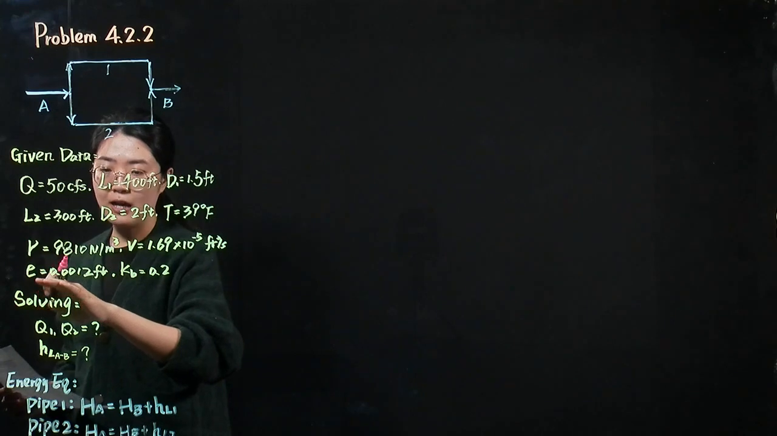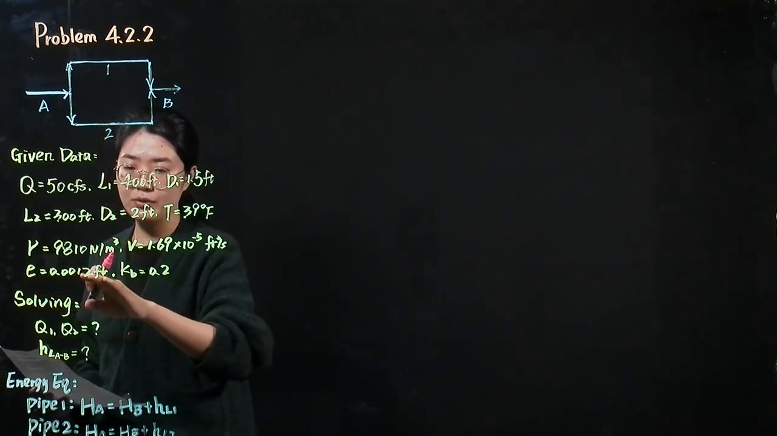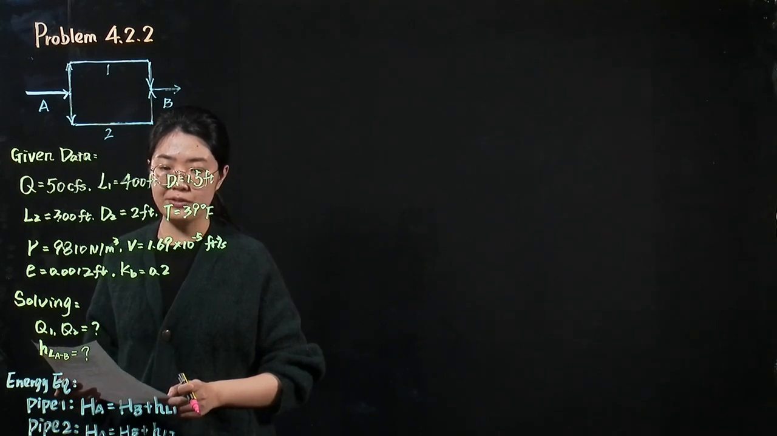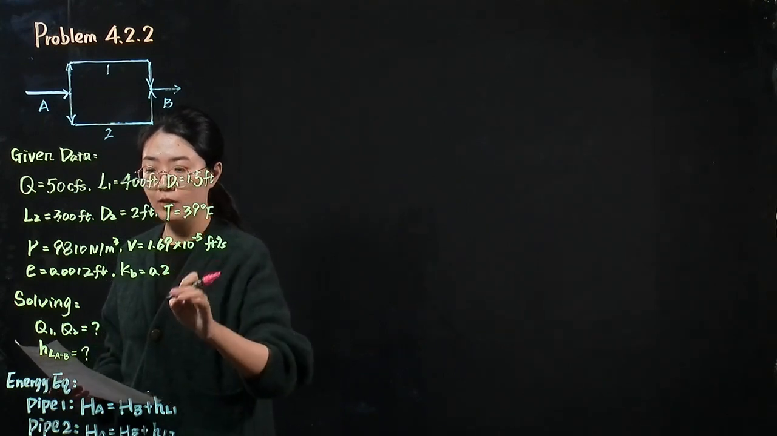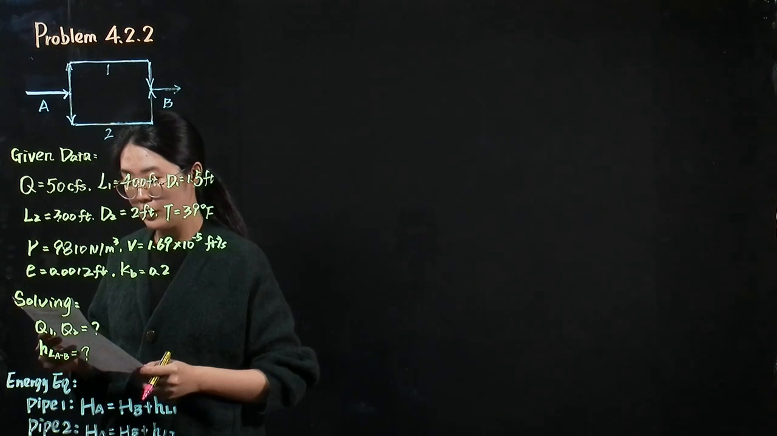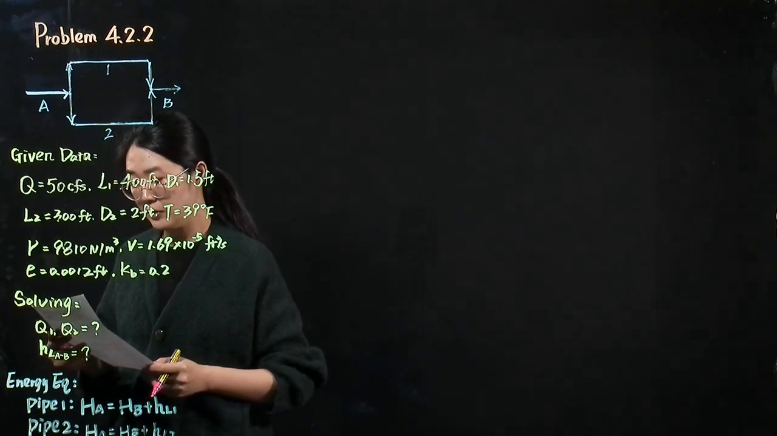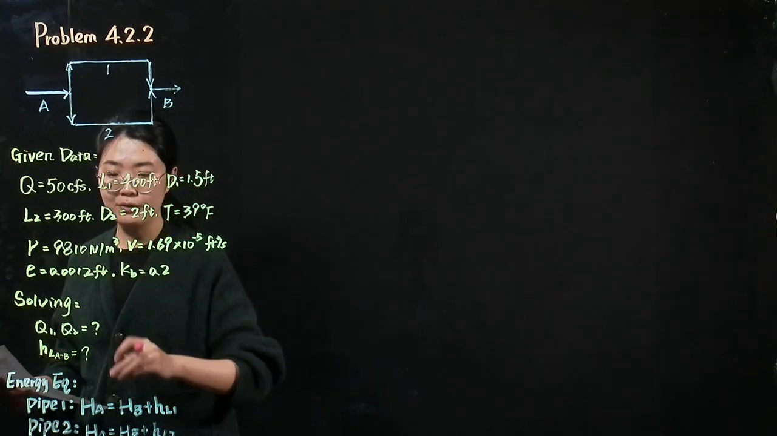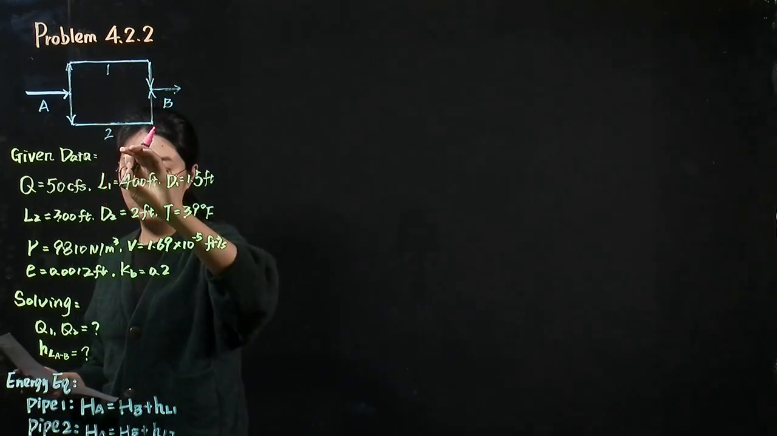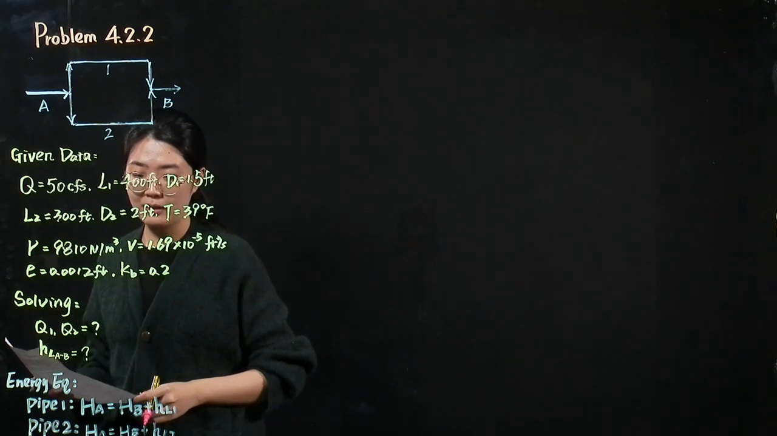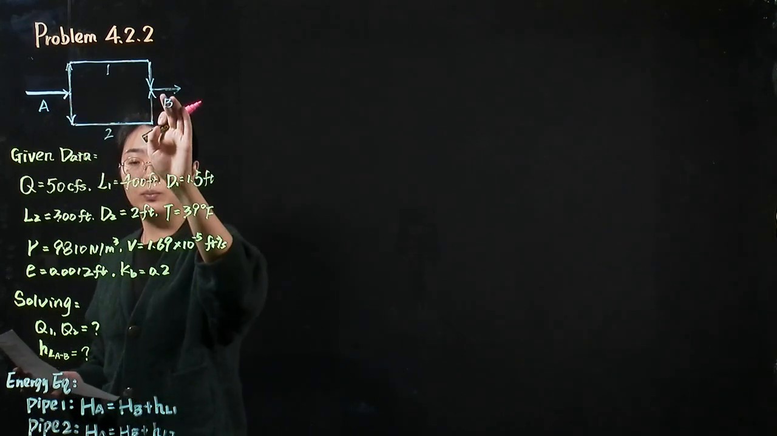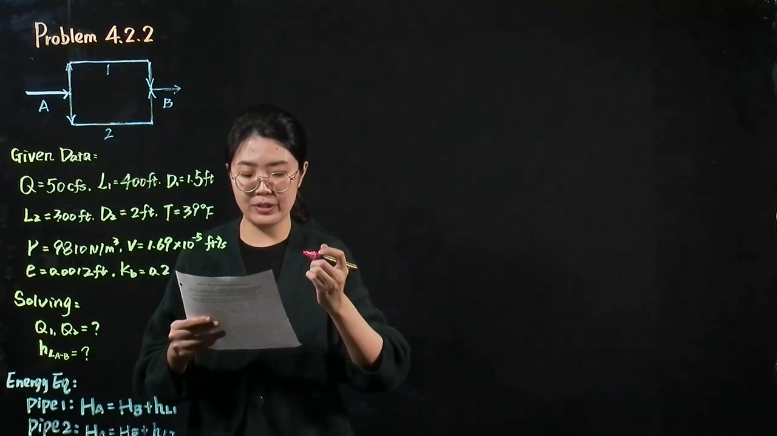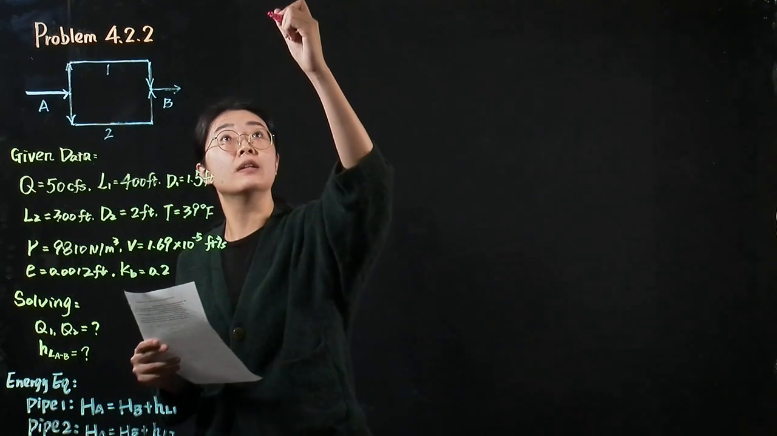The roughness of the pipe is equal to 0.0012 feet, and the coefficient for the bend loss is equal to 0.2. In this problem, we want to use Hardy-Cross principles and the method of equivalent pipes to calculate the flow rate in pipeline 1 and 2, and then to determine the head loss between these 2 points. Let's take a look at the first method, which is Hardy-Cross principles.